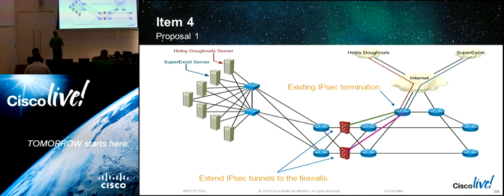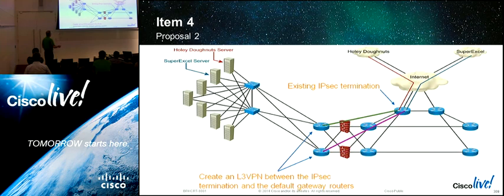So now, you've been talking with your colleagues and with the customer, and they've come up with 3 ideas for how we could solve this problem. Proposal 1 is, let's take the existing tunnels and extend them to the firewalls. Which is kind of what I said. It seemed like it was steering us in that direction, so that's one proposal.